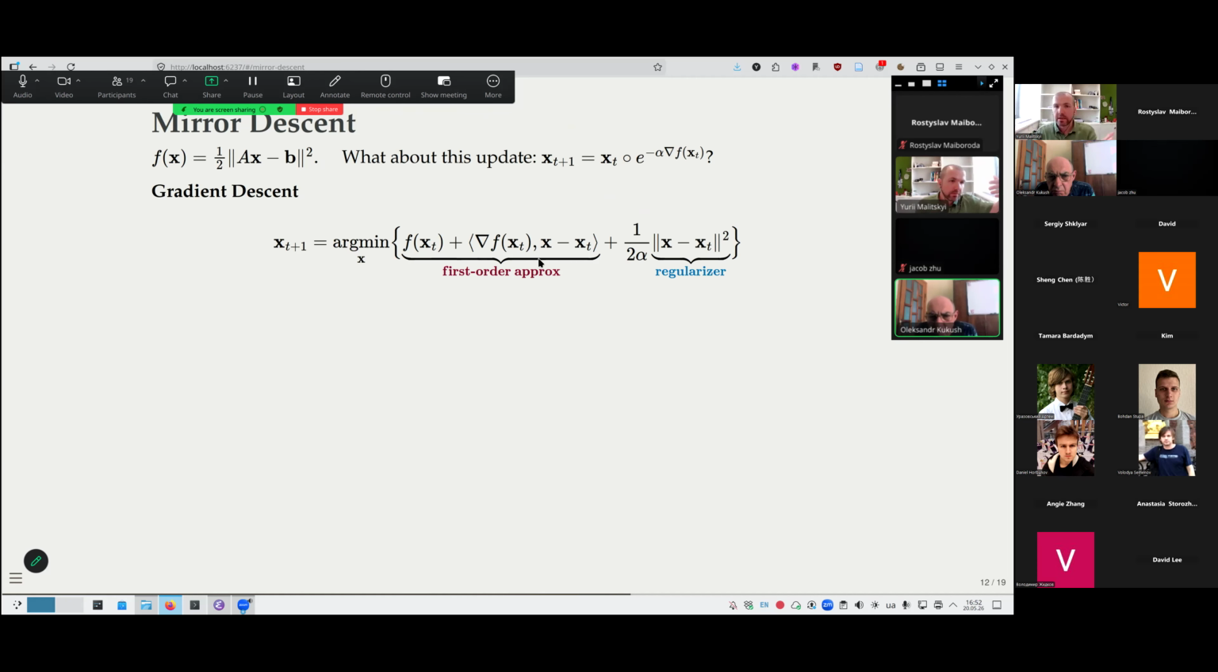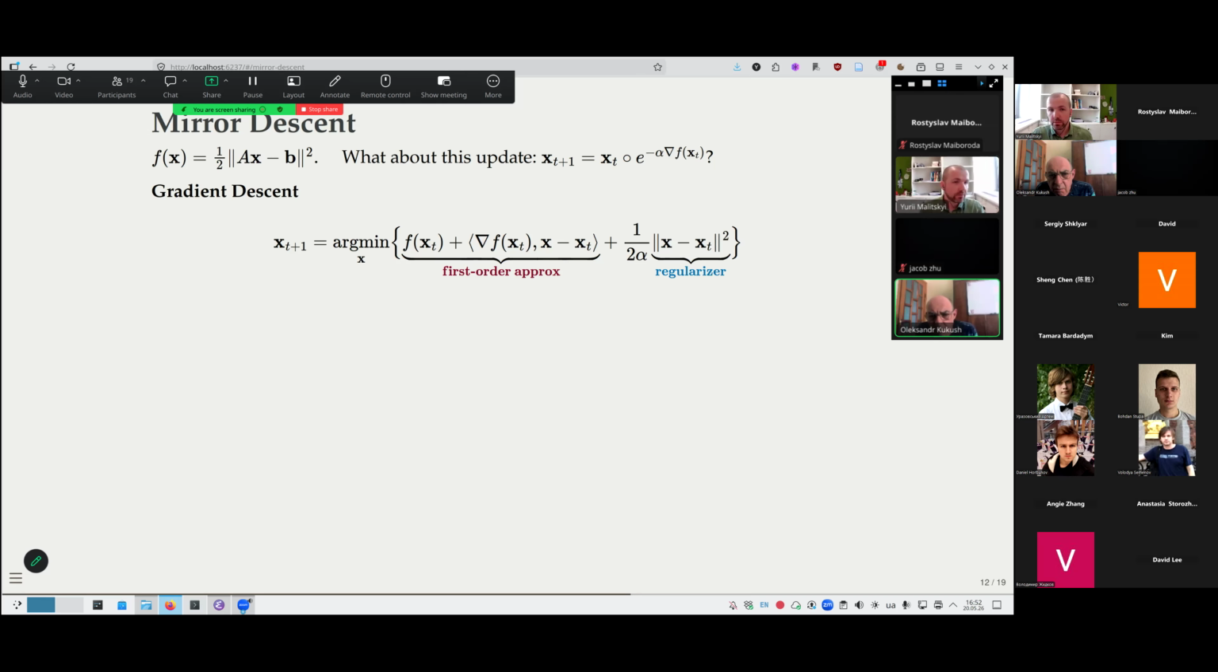But it's a linear function, so we cannot minimize a linear function, right? It will be just minus infinity. So we will add some regularizer, a quadratic regularizer. So it's an unconstrained problem. If you just differentiate this function to find the optimality condition, you immediately see that you get the standard formula for gradient descent, right? Because this is linear and this is quadratic, it's easy to minimize. And by minimizing, you obtain the standard update for gradient descent. So this is a good way to think about gradient descent.